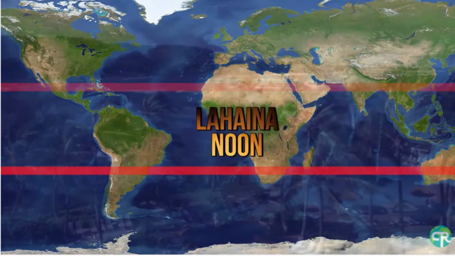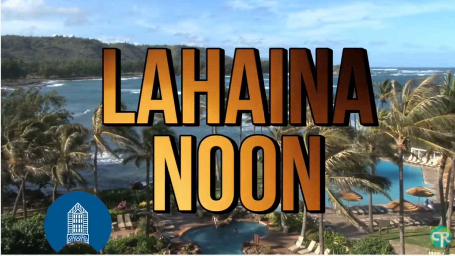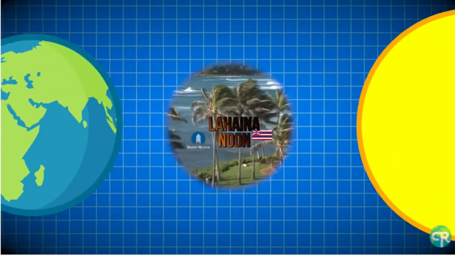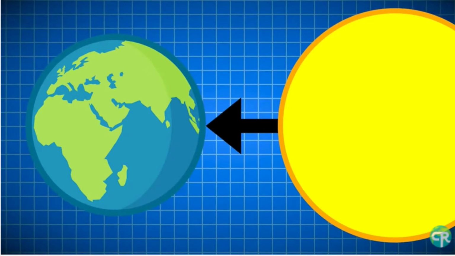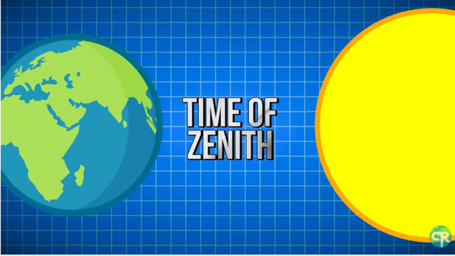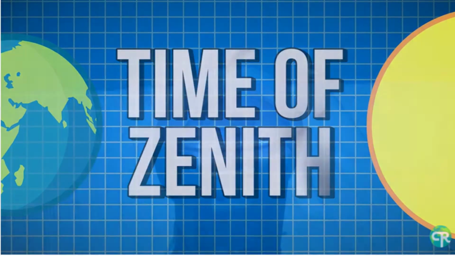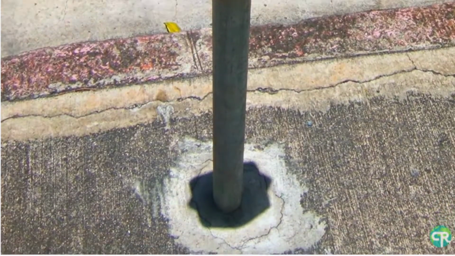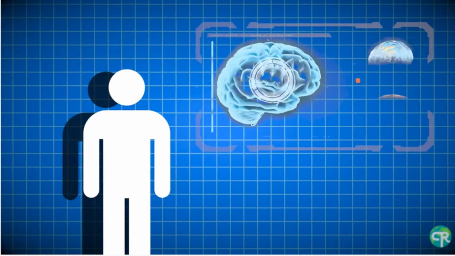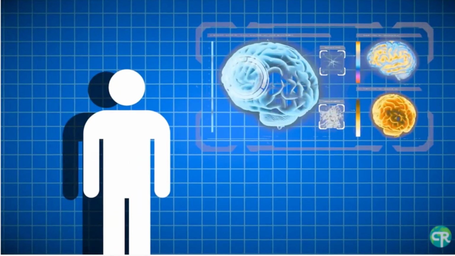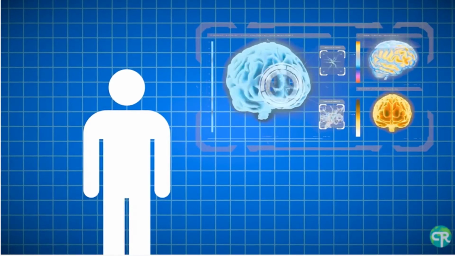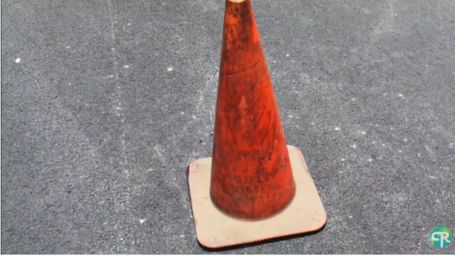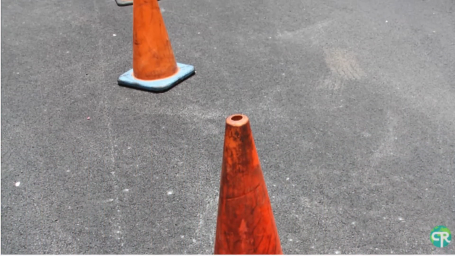The name Lahaina noon actually was chosen by the Bishop Museum in Hawaii in the 1990s. The term is quite popular locally, but the rest of the world simply refers to the phenomenon as the time of zenith. Part of what makes this phenomenon so popular and puzzling is the effect it has on shadows. Our brains have developed an understanding of shadows and how to interpret them. When they disappear, our brains start thinking that there is something wrong with our visual input, causing normal objects to look like they're floating or photoshopped in the real world.